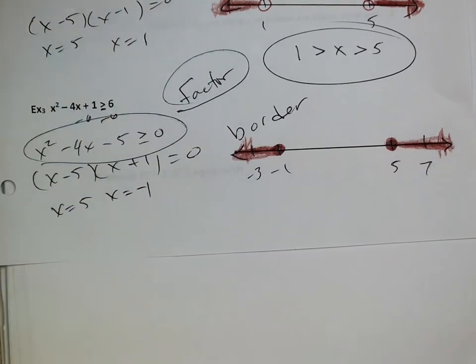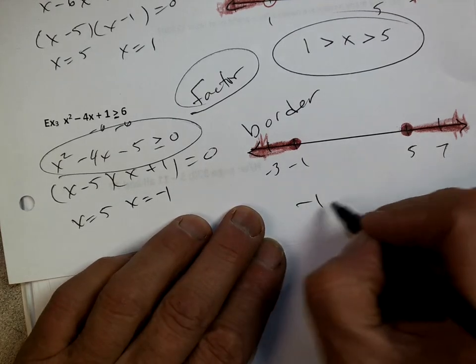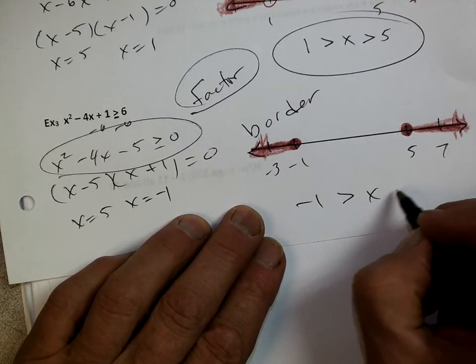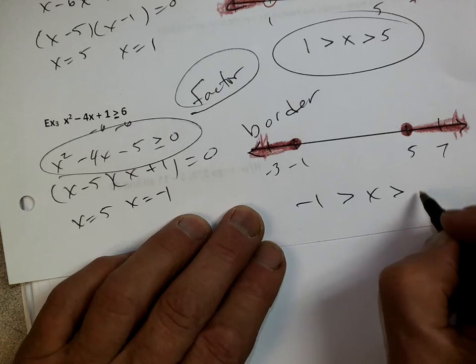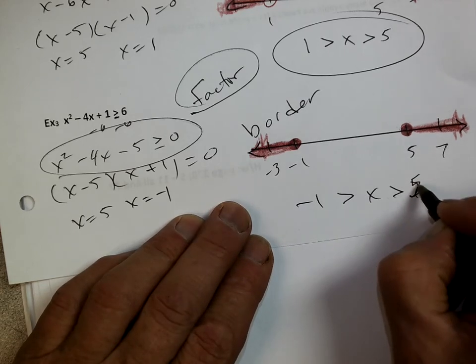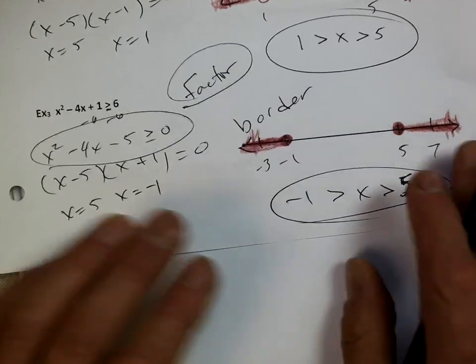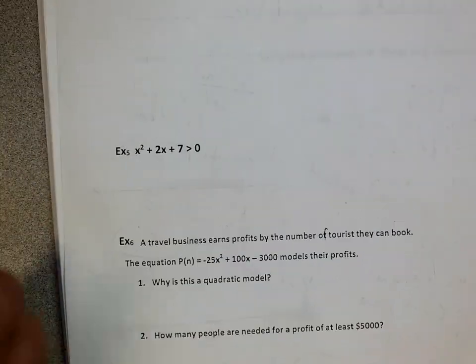Okay. Set notation. -1, less than x, greater than x, greater than, oops, that's a 5. That's going to have to be a quadratic. I did that, didn't I? Okay, turn the page. Now, example 2.